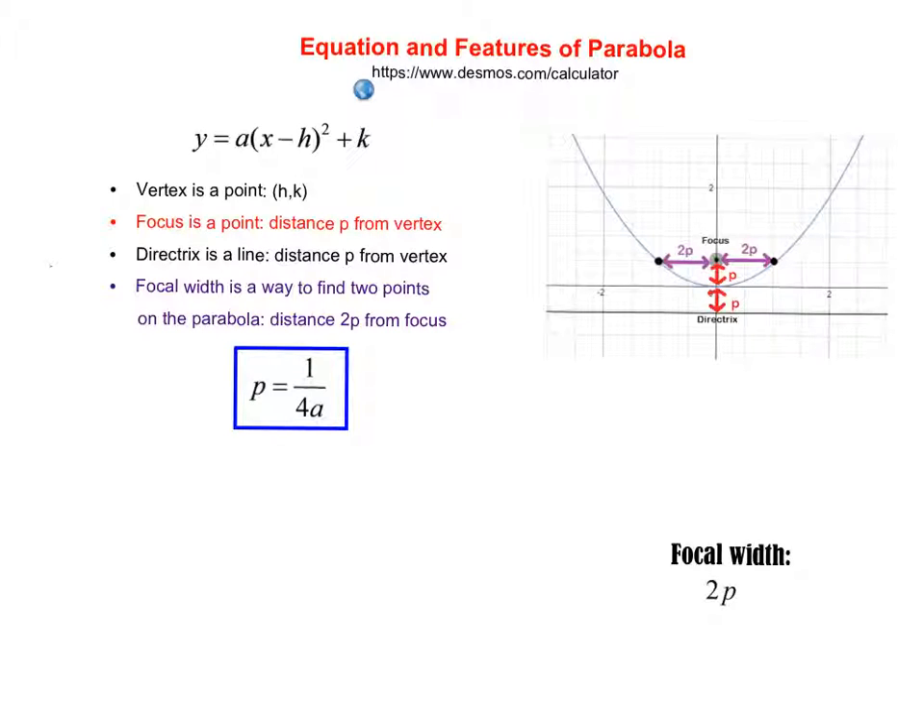So I said I would tell us how to actually calculate p, and here it is. p equals 1 over 4a, where this a is the coefficient here in our parabola equation. So let's actually start to do some examples.